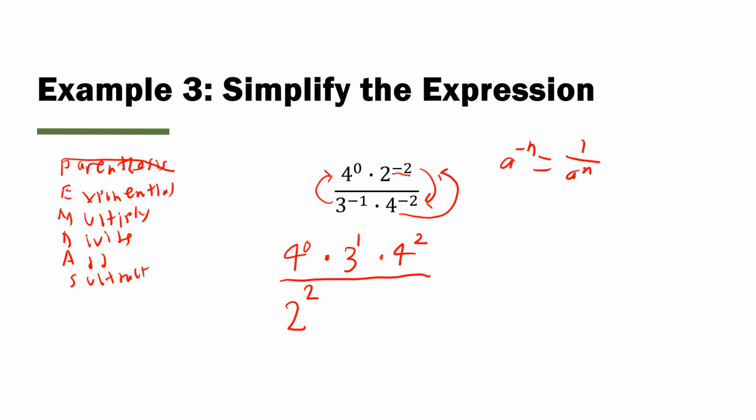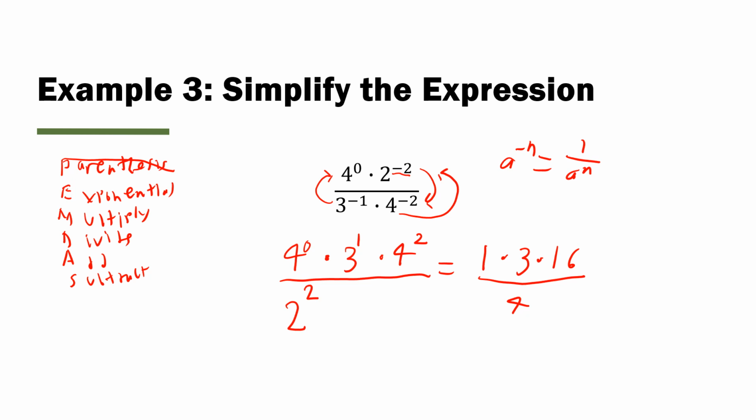So now I can actually evaluate these exponents. We remember, any non-zero number raised to the power of 0 is just equal to 1, multiplied by 3 to the power of 1. Any number raised to the power of 1 is just the same number. And then 4 to the power of 2 is 4 times 4, which is 16. And in the denominator, we have 2. So 2 to the power of 2 is just 2 multiplied by 2, which is 4.